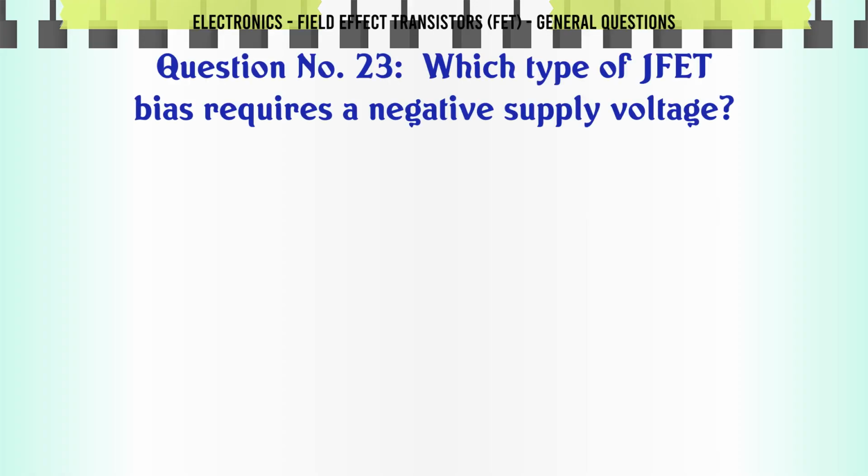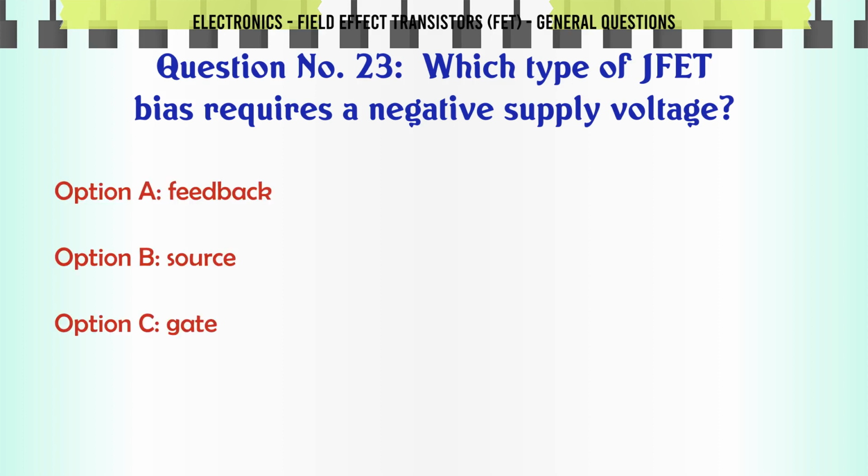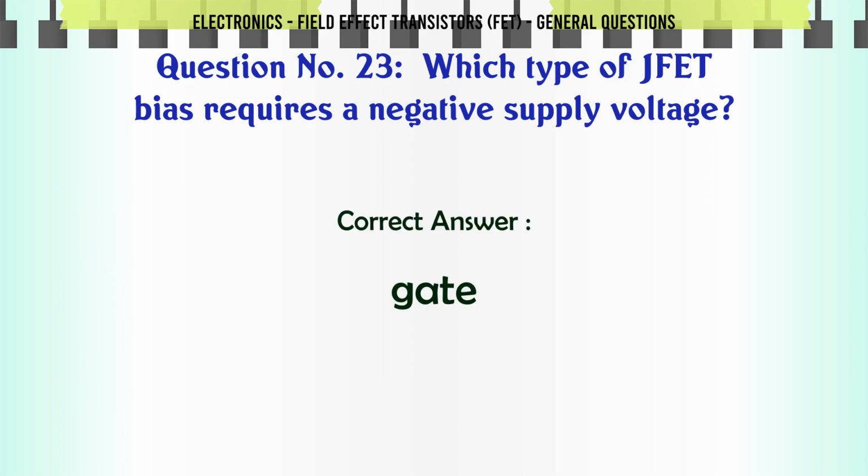Which type of JFET bias requires a negative supply voltage? A. feedback, B. source, C. gate, D. voltage divider. The correct answer is gate.